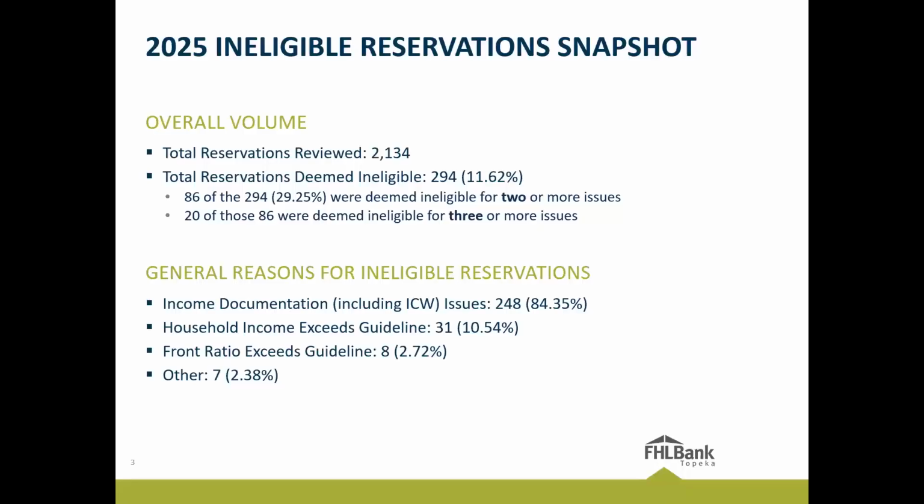When we reviewed the 294 reservations, one major factor stood out. More than 84% of the reservations deemed ineligible were due to income documentation issues. Some examples of those issues are income documentation for a specific household or income documentation not being provided at all, or the wrong income documentation was provided, or the ICW was not completed with the income documentation that was provided. But the encouraging part is that all of these areas are just small process adjustments that can be made, and that'll make a big impact.